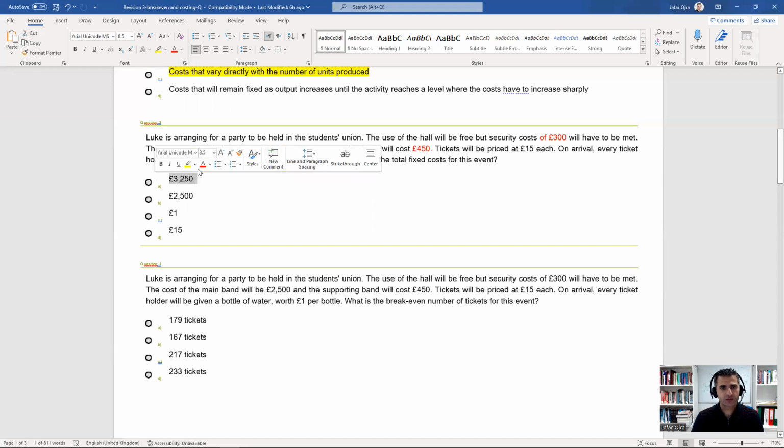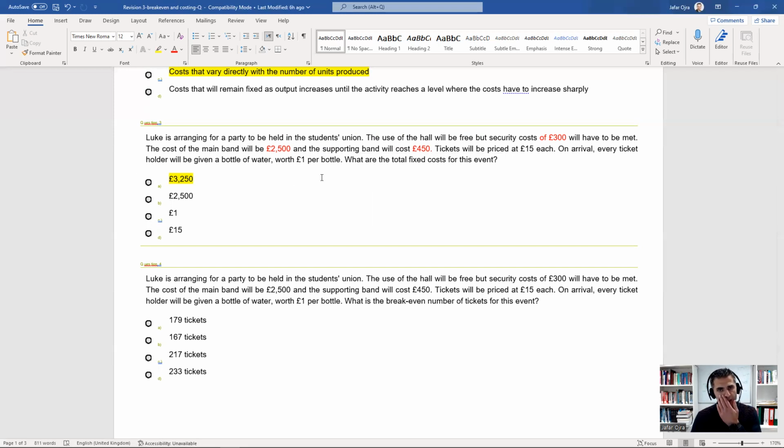Now the question you will ask me: why didn't we include the £1 per bottle? This is a variable cost. Fixed cost is incurred regardless of whether the event happens or not. But the £1 is only incurred if people come to the party. I'm not sure what type of party Luke is doing, to be honest with you.